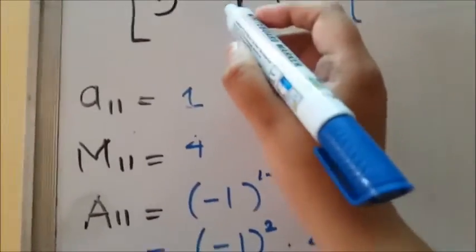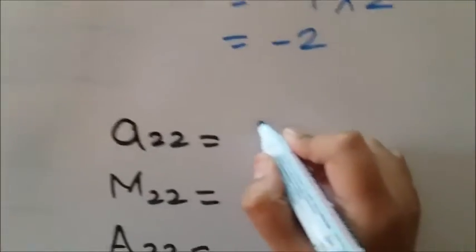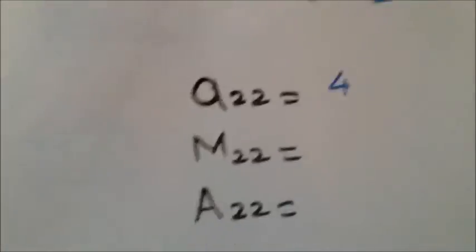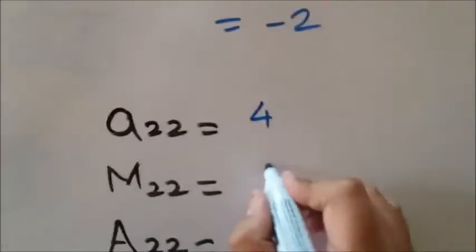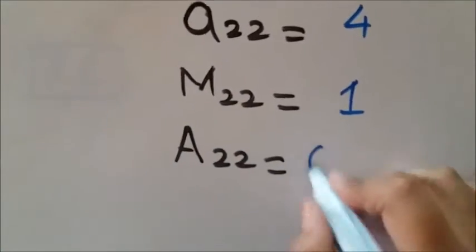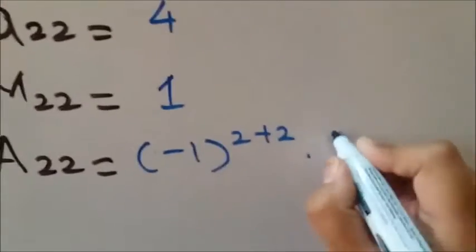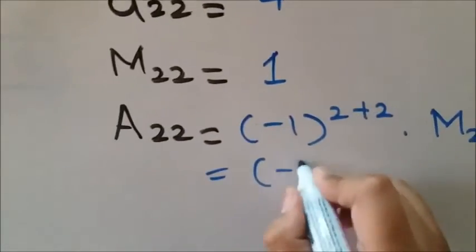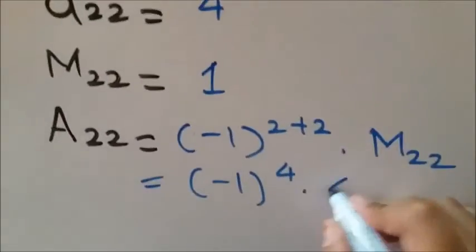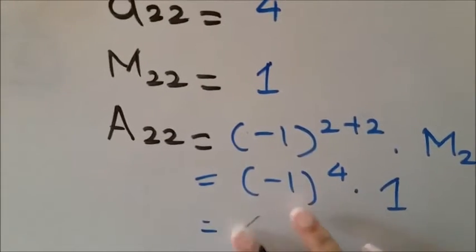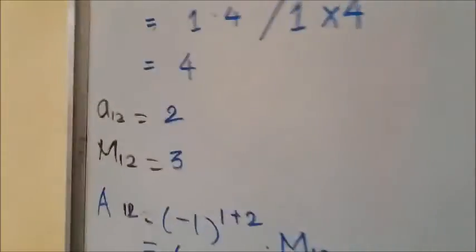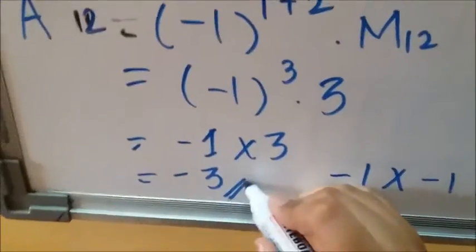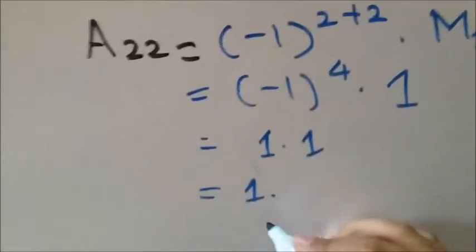Now A22, which is second row second column, the remaining digit is 4. So M22, that would be, skipping second row second column, 1. A22 is nothing but minus 1 raised to 2 plus 2 multiplied by M22. That would be minus 1 raised to 4 into M22, which is 1. That would be positive 1 into 1, that would be 1. So my cofactors are 4, minus 3, minus 2 and 1.